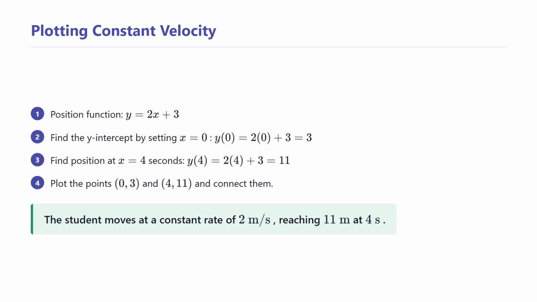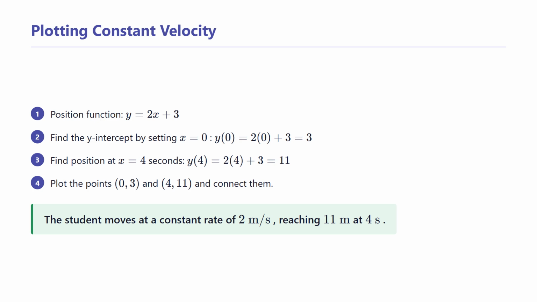Before we move on, let us see this with a concrete example. A physics student is walking down a hallway. Their position in meters after x seconds is given by y equals 2x plus 3. We want to find their exact position at 4 seconds. To plot a straight line, we only need 2 points.